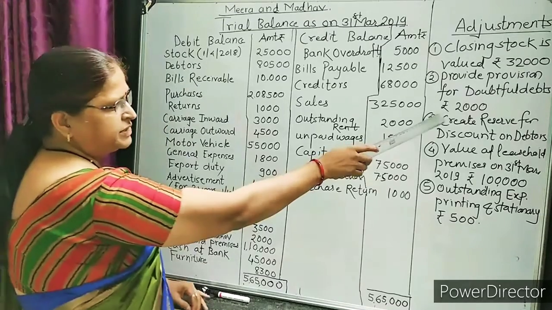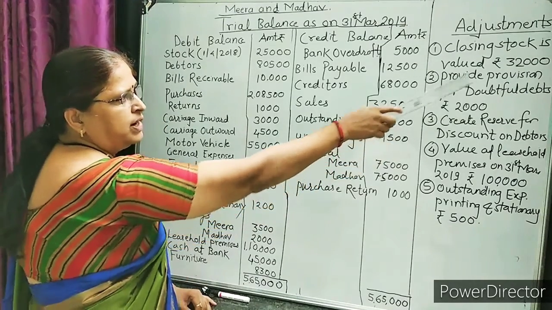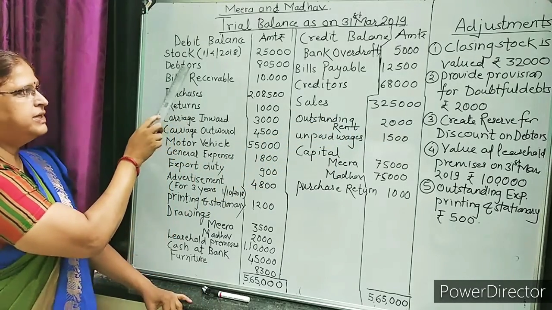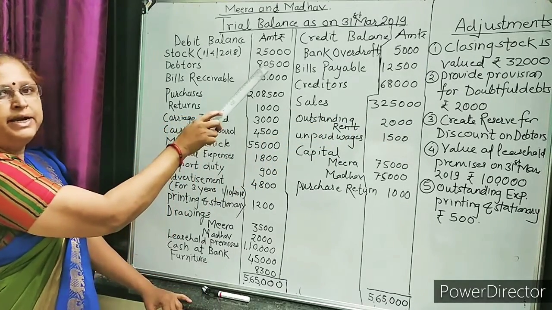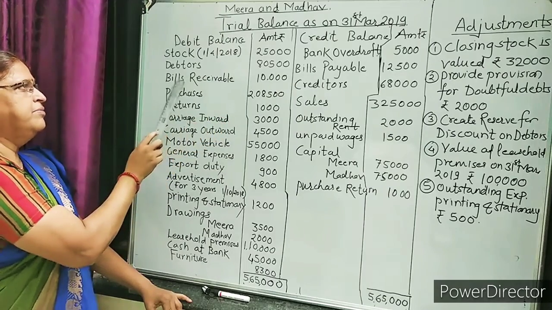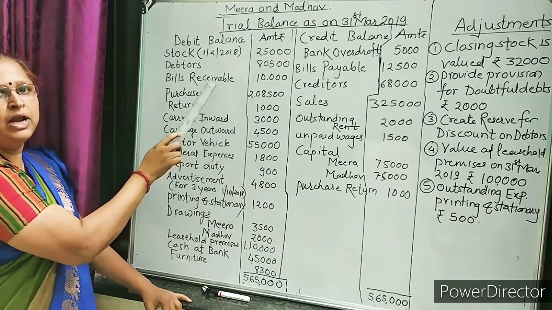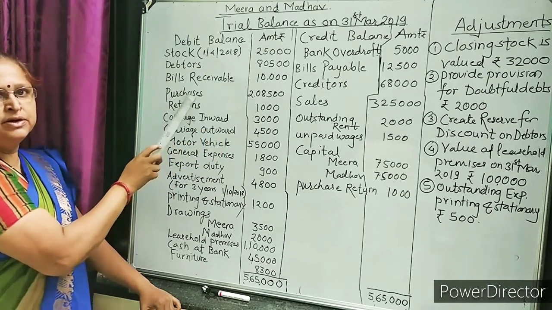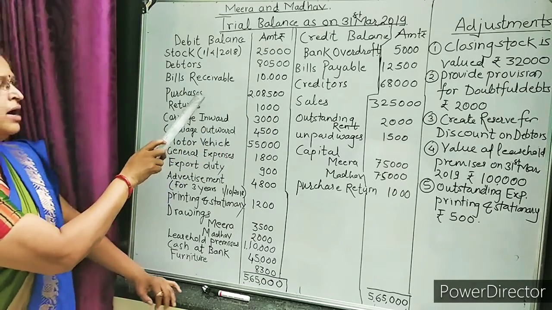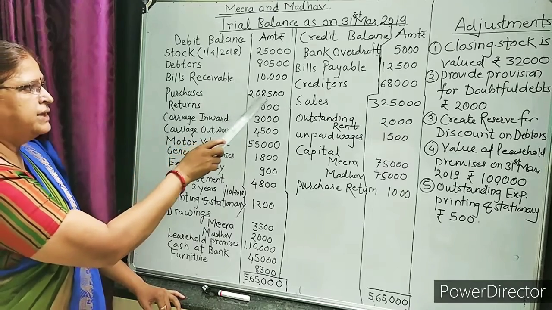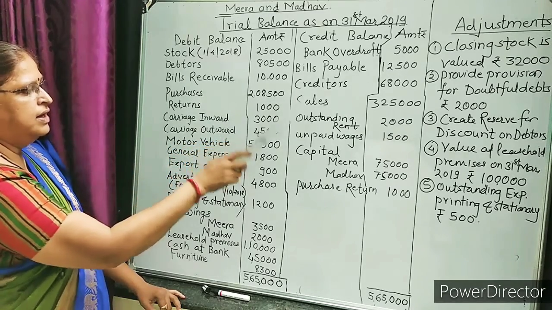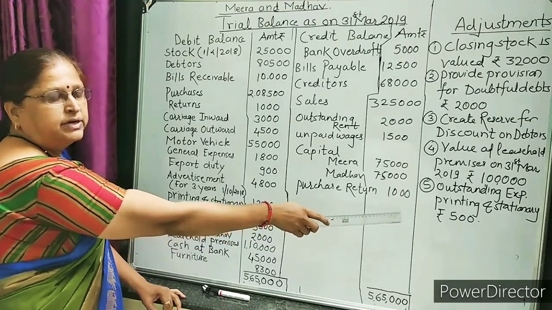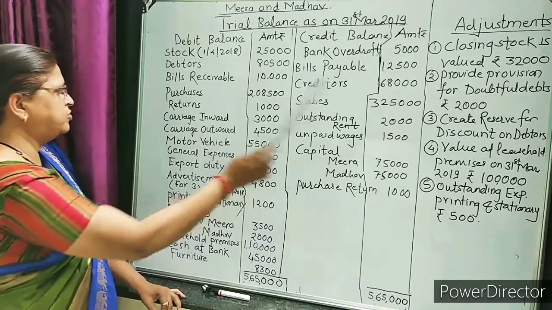Debtors are there. Adjustment is there. Provide a provision for doubtful debts. Debtors we have to take to balance sheet asset side, 80,500. Bills receivable again on balance sheet asset side, 10,000. Purchases we have to take on the trading account debit side, 2,08,500, and from this purchases, purchase returns are to be deducted, which is of rupees 1,000.